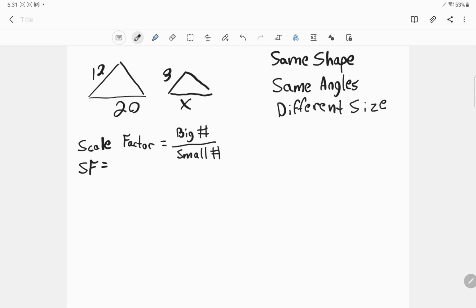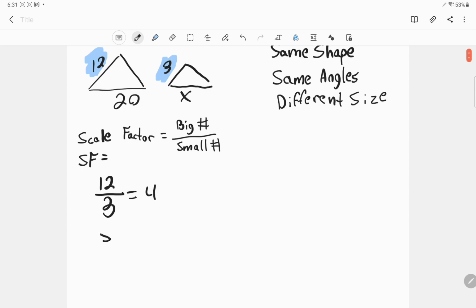Well, if you look at my triangle right here, I'm going to look for sides that are similar. So I know that my 12 is going to be similar to my 3. I know those two sides are similar. So because I know they're similar, I'm going to grab the big number and divide it by the small number. So I'm actually going to do 12 divided by 3, which is going to give me 4. And guess what? SF is going to equal 4, my scale factor.